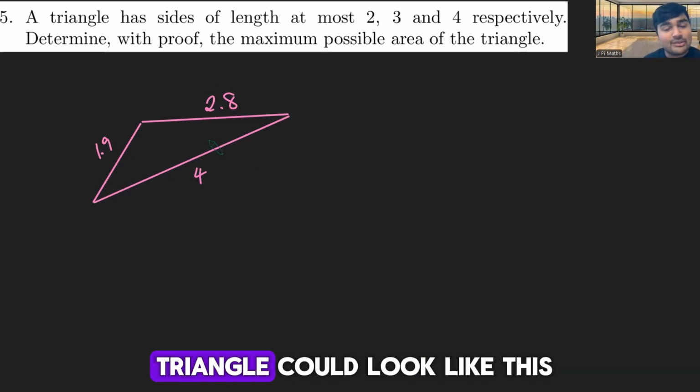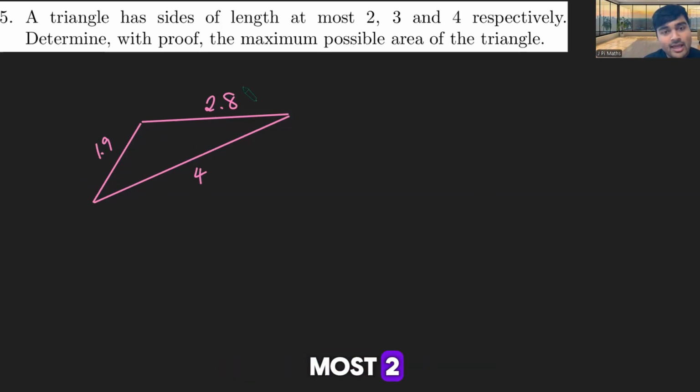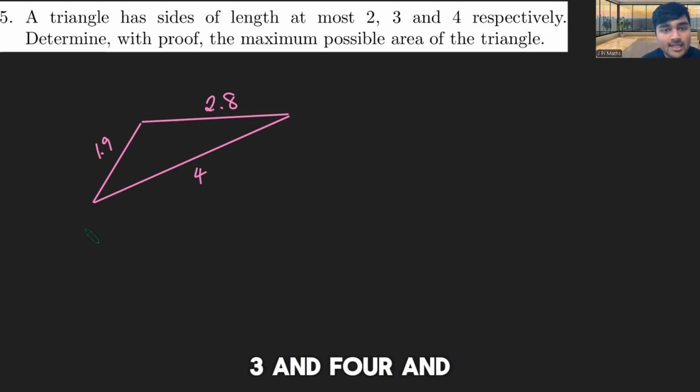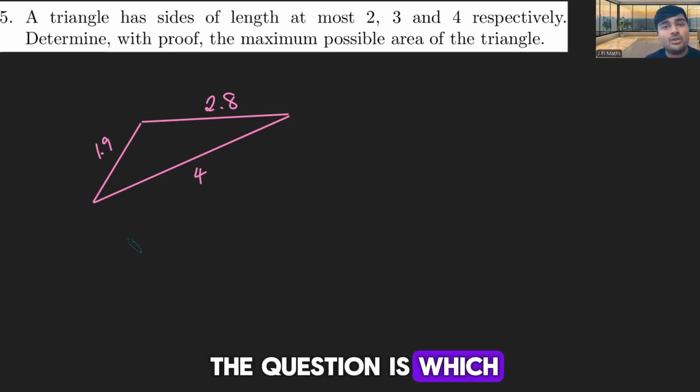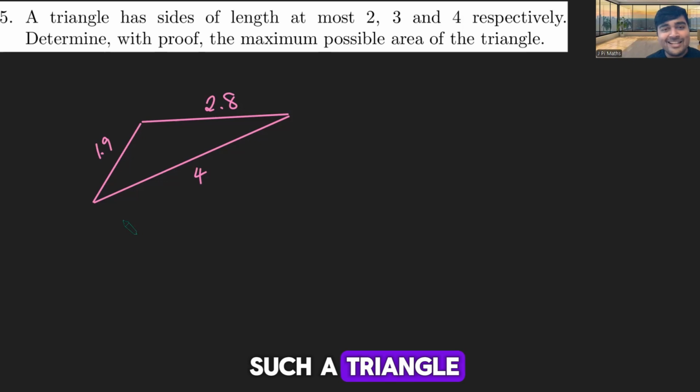So, for example, our triangle could look like this, where this side here has side length at most 2, this one at most 3, and this guy here has side length 4. So they're allowed to equal 2, 3, and 4. And the question is, what's the maximum possible area of such a triangle? Let's dive straight into a solution here.